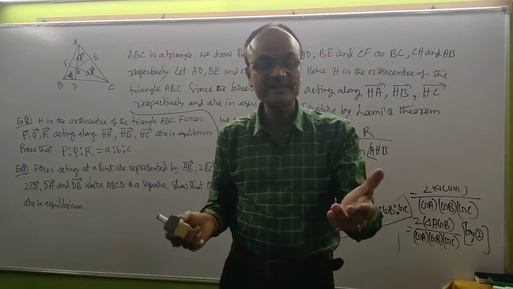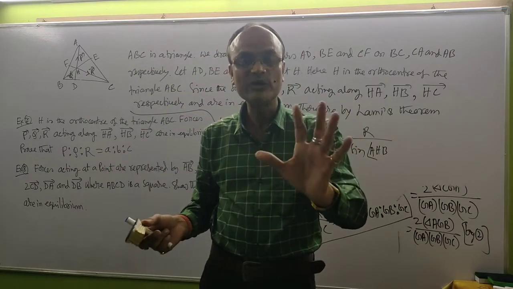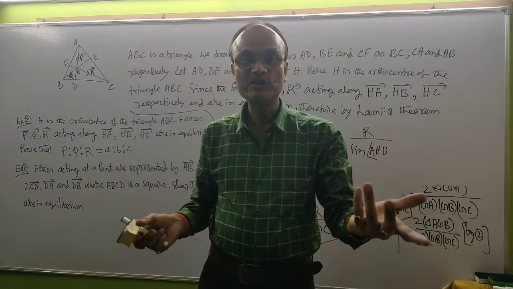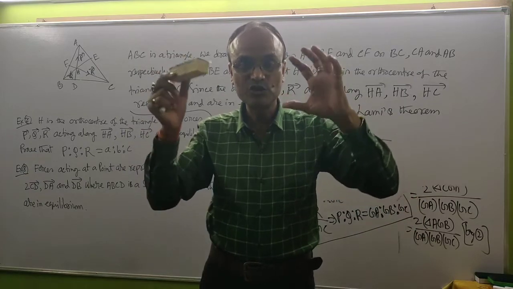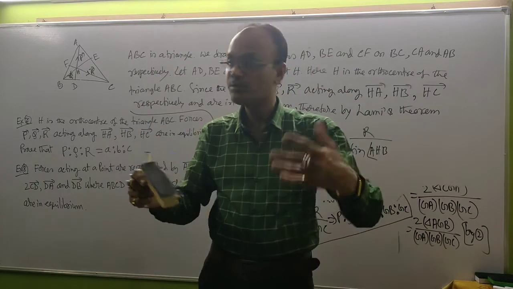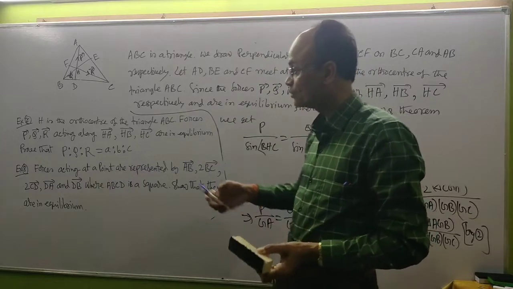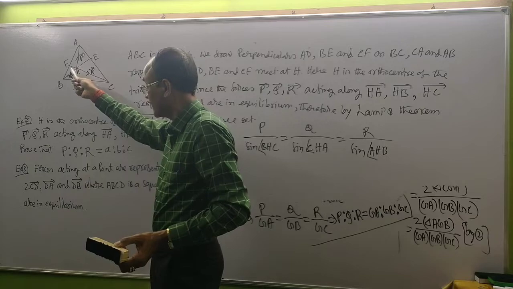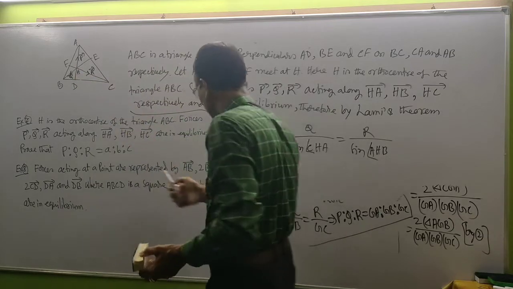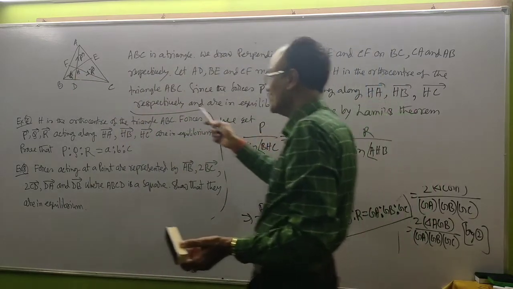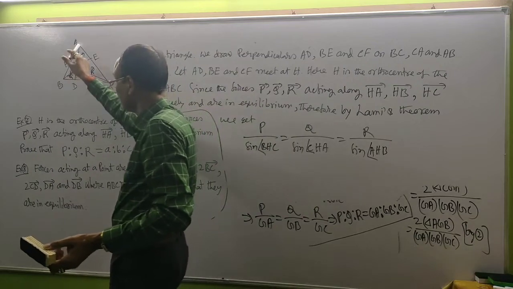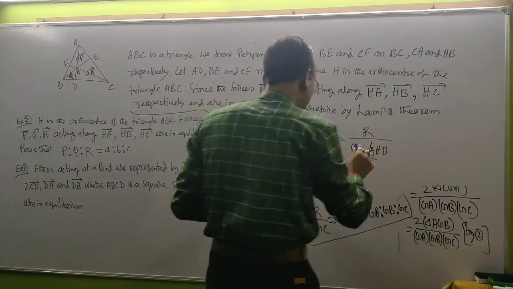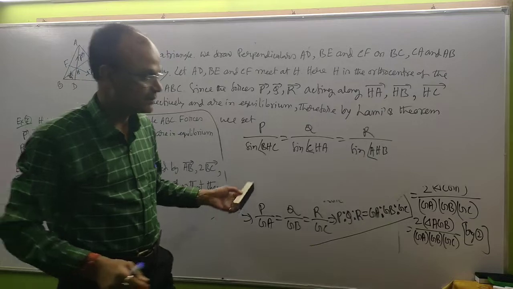Since three forces acting at a point are in equilibrium, by Lami's theorem, the magnitude of each force is proportional to the sine of the angle between the other two. The force P is proportional to the sine of the angle BHC, Q is proportional to the sine of CHA. Thus, we have applied Lami's theorem.